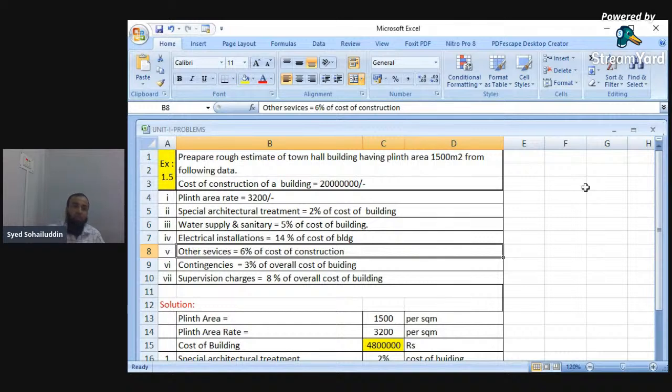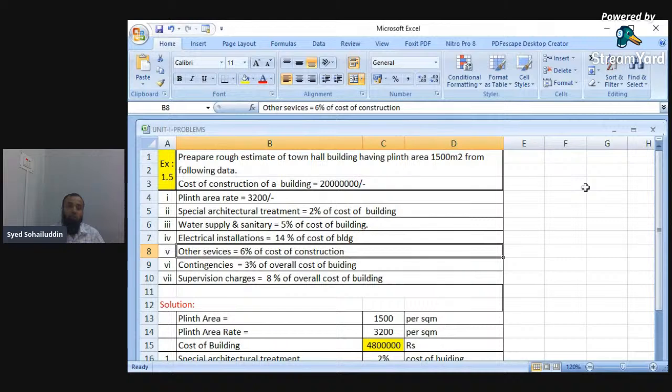The plinth area rate is given as 3,200. Special architectural treatment is 2% of the cost of building. The special architectural treatment will have 2%. In the same way, water supply and sanitary will have 5% of the cost of building. Electrical installation will have 14% of the cost of building. Other services will have 6% of the cost of building or construction.